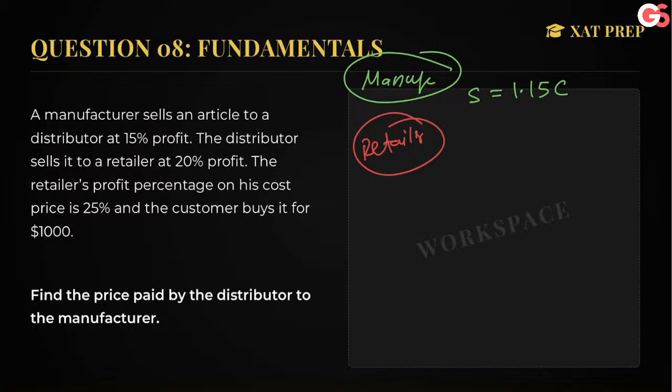Manufacturer to distributor, तो ये हो गया. अब करते हैं डिस्ट्रीब्यूटर क्या कर रहा है. डिस्ट्रीब्यूटर इज डूइंग समथिंग. He's selling to retailer. That's three people involved, right? So the distributor here, for whom the cost was 1.15 C.